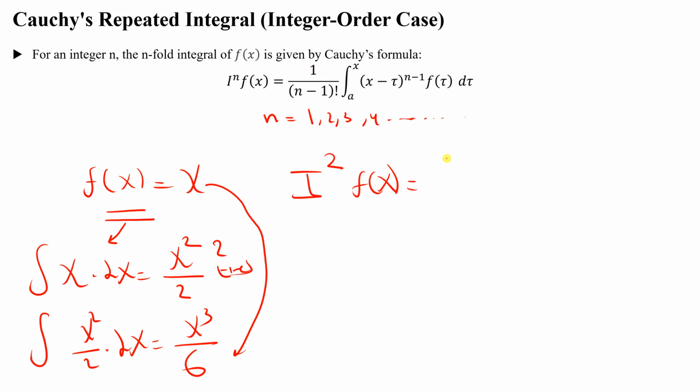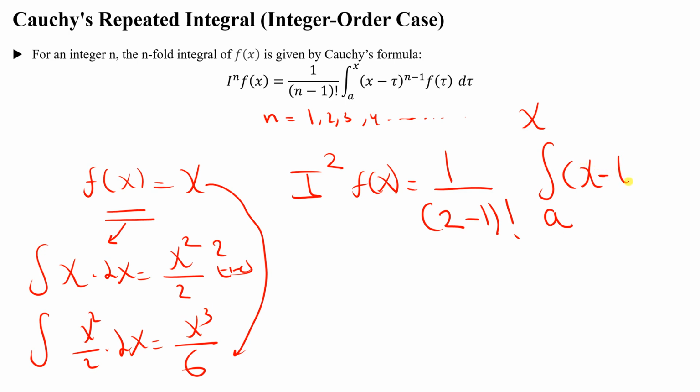So we will have 1 over (n minus 1) factorial, where n becomes 2, since we would like to integrate it 2 times. Integration from a until x. This is a definite integration, as you can see. Don't worry, we're going to see what will happen in the end. So we will have x minus tau, since we need x in the end. Tau is a dummy variable, raised to n minus 1. n here is 2, so 2 minus 1 gives us 1. And we have f of tau. This is the same exact function, but instead of f of x, we make it f of tau, so it will be equal to tau, d tau.